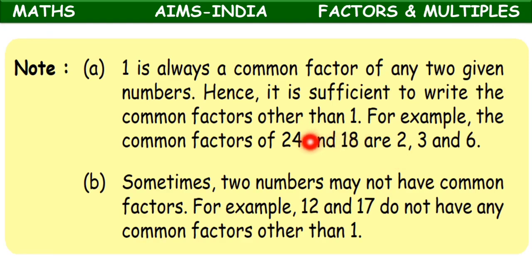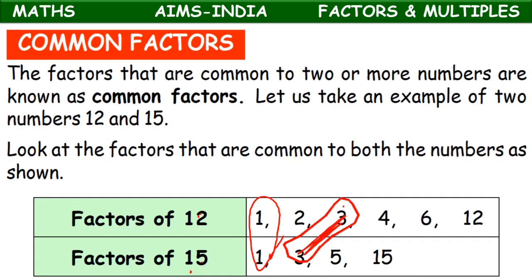1 is a factor of every number. Yes or no, children? Yeah, 1 is a factor of every number. So no matter what two numbers we take, 1 will always be the common factor for both. So what are they saying? We can simply write the common factors other than 1.